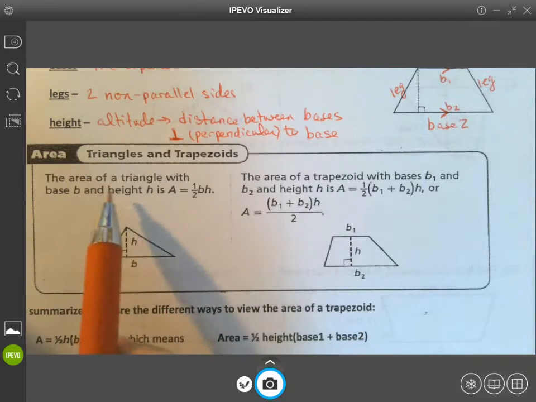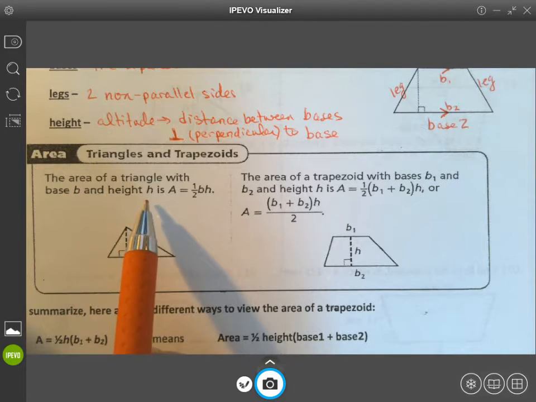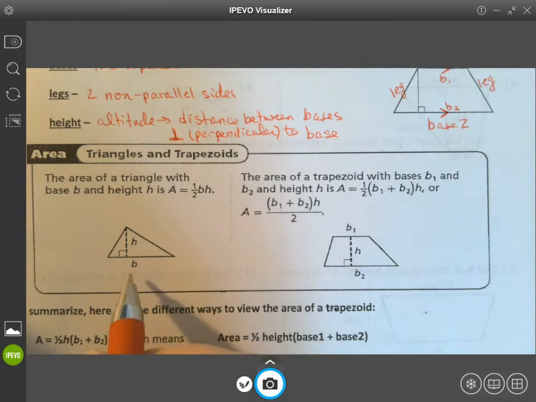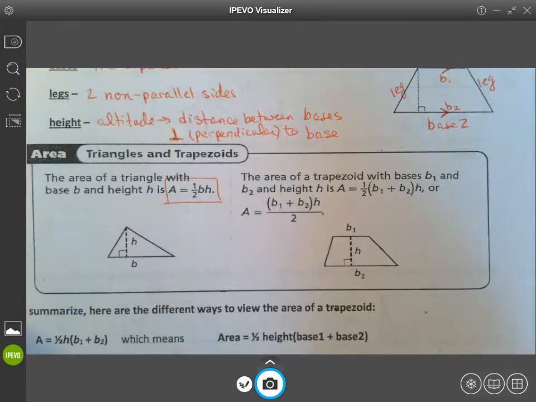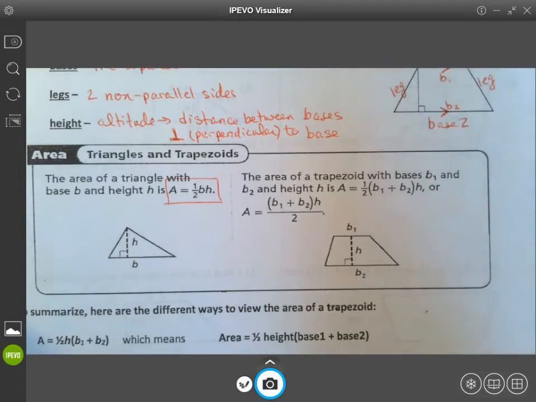All right, now the area of a triangle with a base B and height h is 1/2 base times height. So here's your base, here's your height, but you have to remember that it's 1/2. And why is it 1/2? Let me just grab an extra sheet of paper.